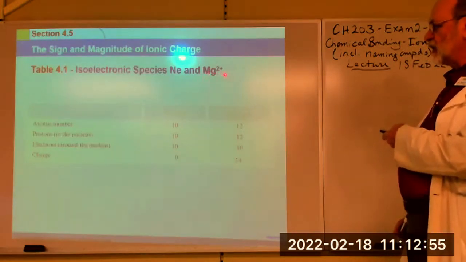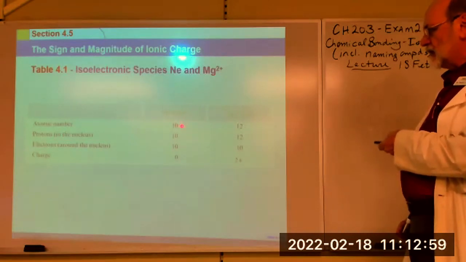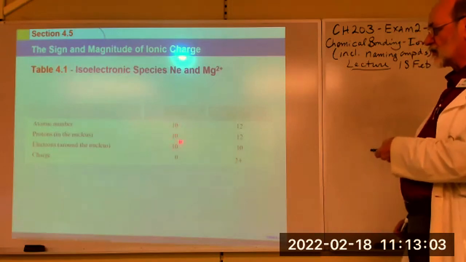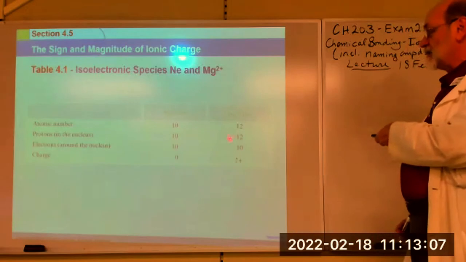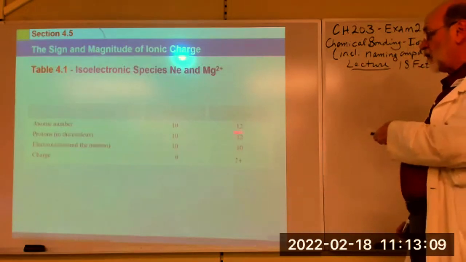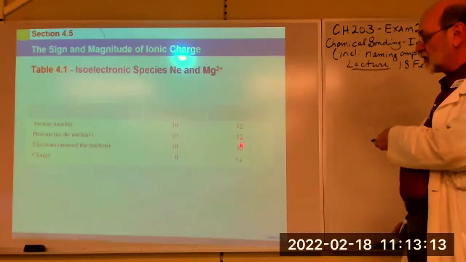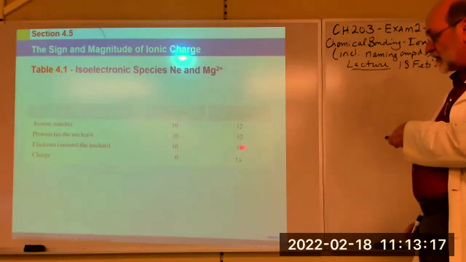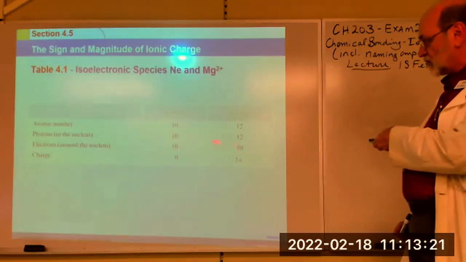Neon, magnesium, 2+. Neon has an atomic number of 10, which means 10 protons and 10 electrons, and a neutral charge. Whereas the magnesium ion has an atomic number of 12, 12 protons, but only 10 electrons, that gives it its 2 plus charge. This is where they're identical, right here. Same number of electrons.